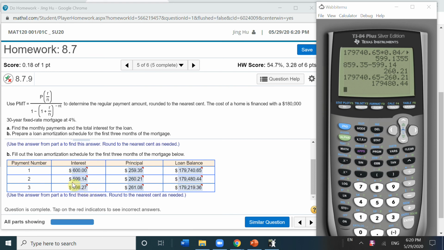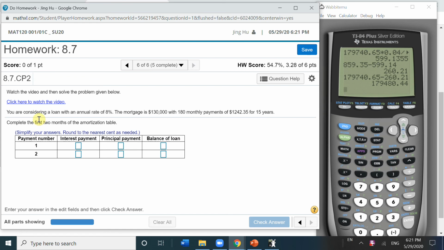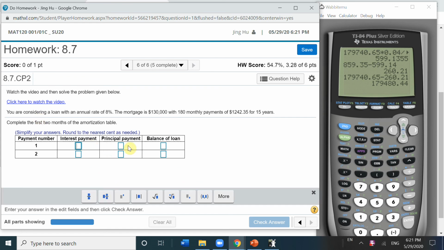Okay, the third one is similar. The interest is this: the second row's loan balance, this one times 0.04 divided by 12, because that means monthly pay. So that's the interest. The principal is the payment minus this interest. So the second row's balance minus this principal is the new balance. Okay, so for this question, we fill in all those numbers.